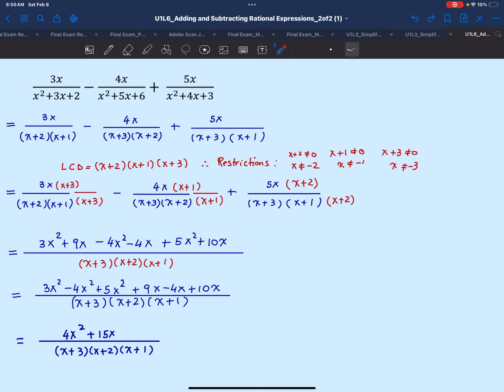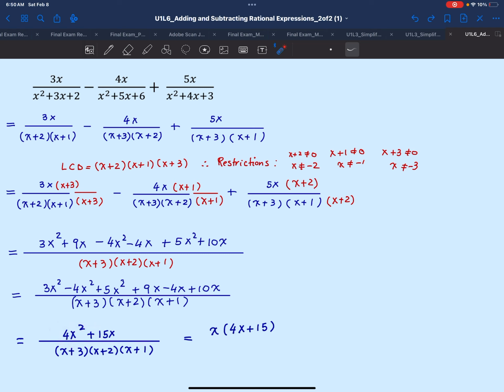Remember that the answers when simplifying rational expressions have to be in the most simplified and factored form. The reason why we want to have the final answer in factored form as well is because we want to check and see if we have any common factor between numerator and denominator, so that if possible, we could further simplify the entire rational expression. So I see that there is a common factor of x in here.